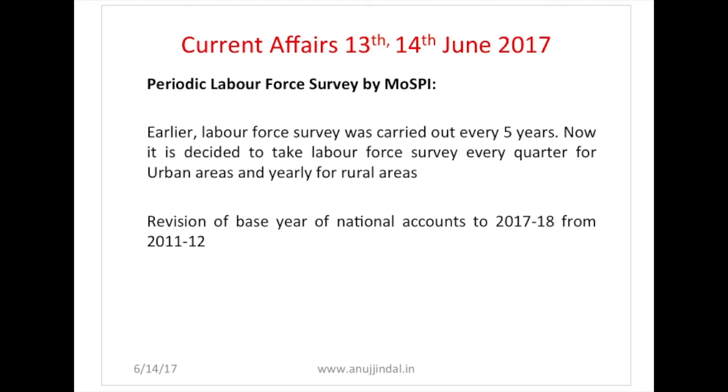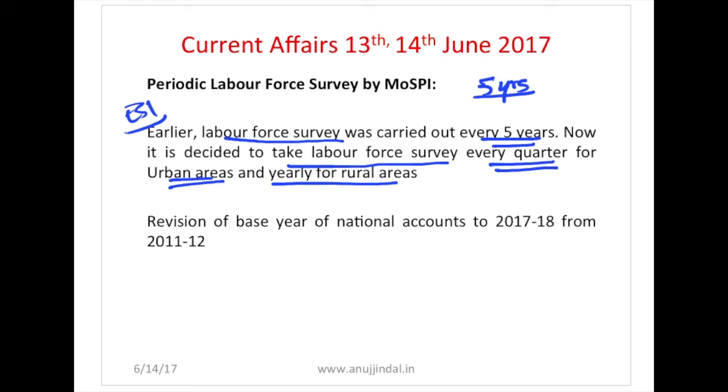The next one is the periodic labor force survey by MOSPI, or Ministry of Statistics and Program Implementation. Very important to remember, this can be asked in phase 2 ESI this year itself. The statement is, earlier the labor force survey was carried out every 5 years. Pehle kya hota tha? It used to be carried out every 5 years. Now it has been decided by the Ministry of Statistics and Program Implementation to take the labor force survey every quarter for urban areas and yearly for rural areas. So for urban areas, every quarter, and for rural areas, every year or yearly.